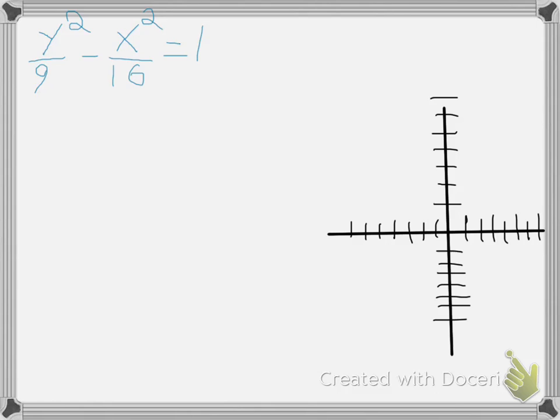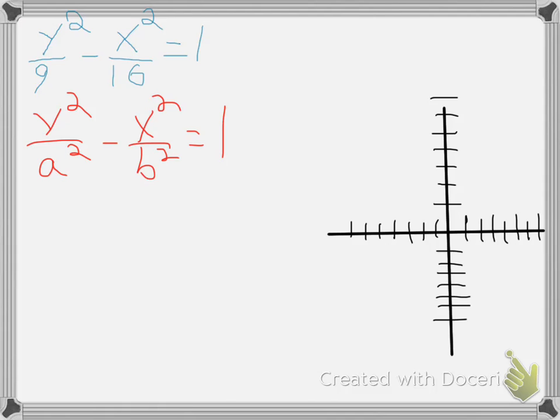But let's go ahead and get started. So we have this equation y squared over 9 minus x squared over 16 equals 1. And I would also like to write out this standard form of a hyperbola just as a reference point. So we have y squared over a squared minus x squared over b squared equals 1.